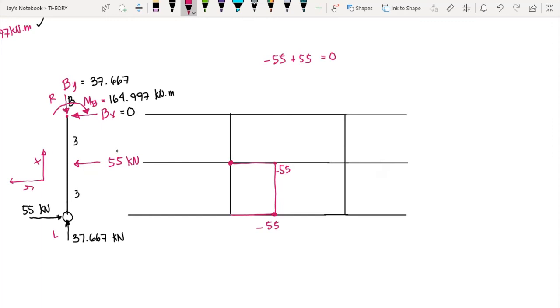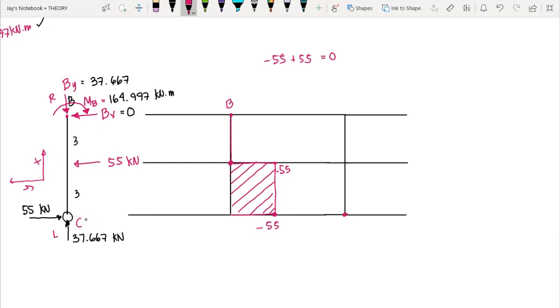So therefore, we have 0 shear at this point. We do not have load in between 55 and BX, so we are constant at this point. All the internal force between these points are 0. So at point B, we have 0 force here. So this would be our shear diagram. Now, for our moment diagram, at point C, this one is a fixed support. Therefore, we do not have moment at that point. So that means we have there 0 moment.